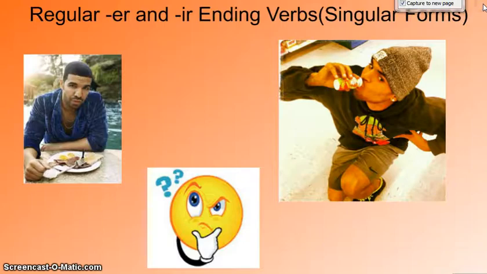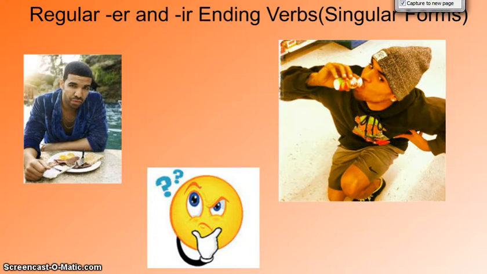And today we are going to talk about regular ER and IR ending verbs, singular and plural, to be specific. And here in these pics, we have Drake, and he's eating, to eat. Breezy, Chris Brown, to drink, he's drinking something, a little shake. And then this smiley face, to look. Ver, comer, beber. So let's get into it.